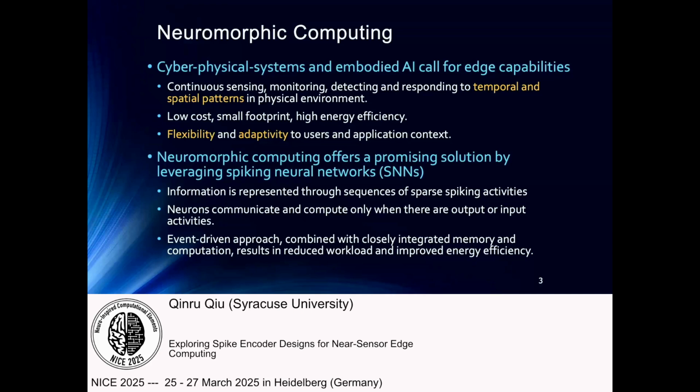So neuromorphic computing obviously offers a very promising solution by leveraging spiking neural networks. With SNNs, information is represented using sequences of spike trains, and neurons communicate and compute with each other only when there are incoming or output activities. Such an event-driven approach, combined with closely integrated memory and computing, provides very high energy efficiency.